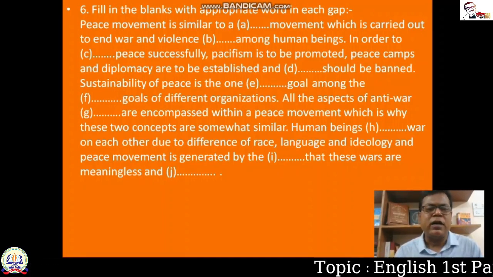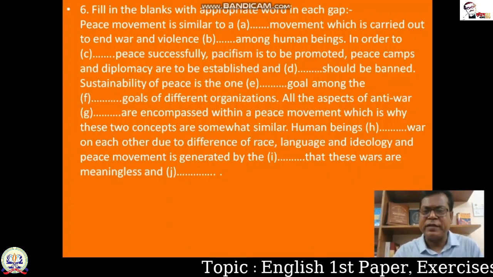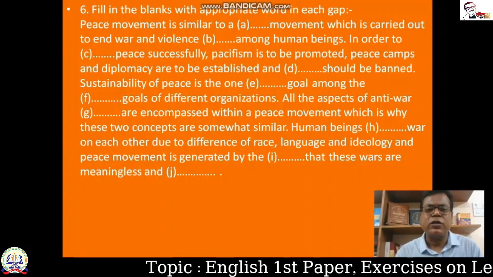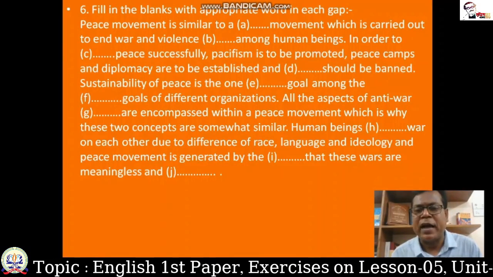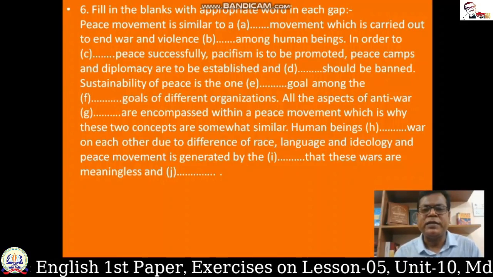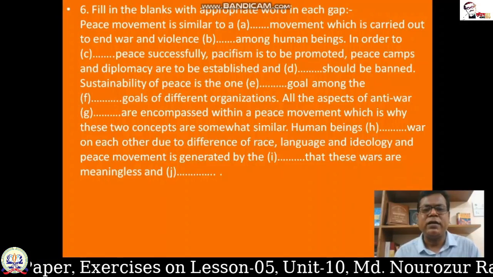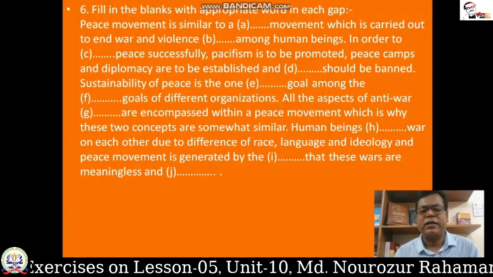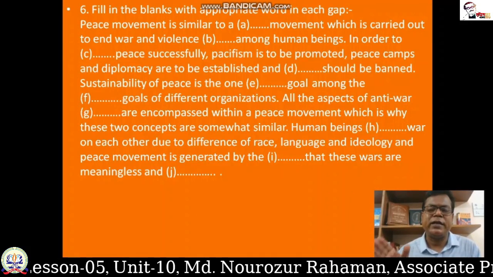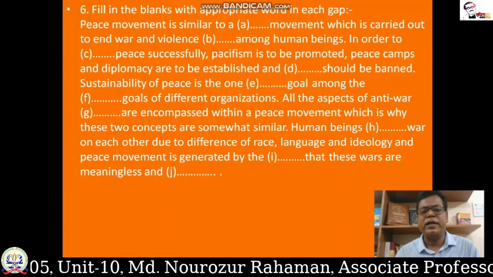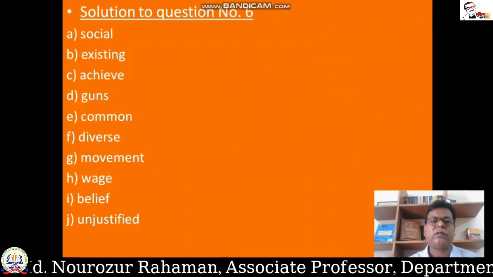So peace movement is generated by the belief. They first believed that wars were meaningless. So belief will be the correct answer for blank I. Peace movement is generated by the belief that these wars are meaningless and unjustified. They believed that wars are meaningless and unjustified. That's why they formed peace movement organizations.